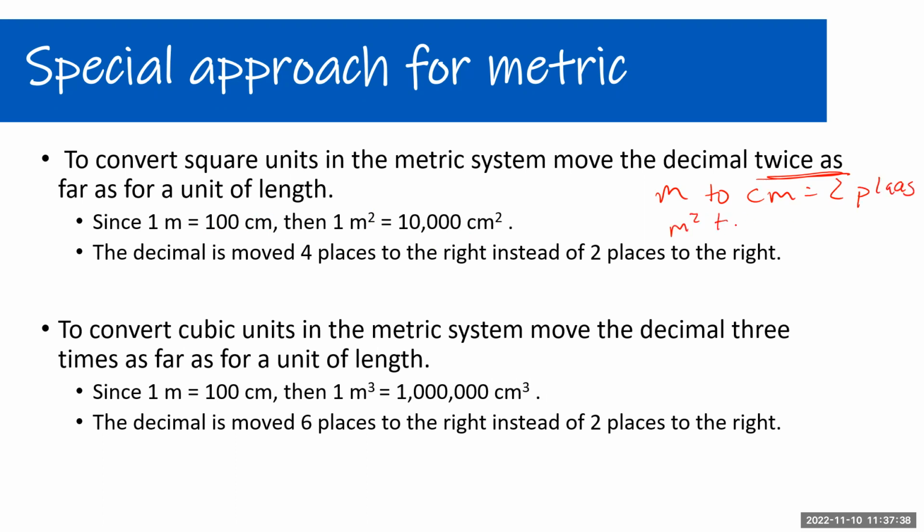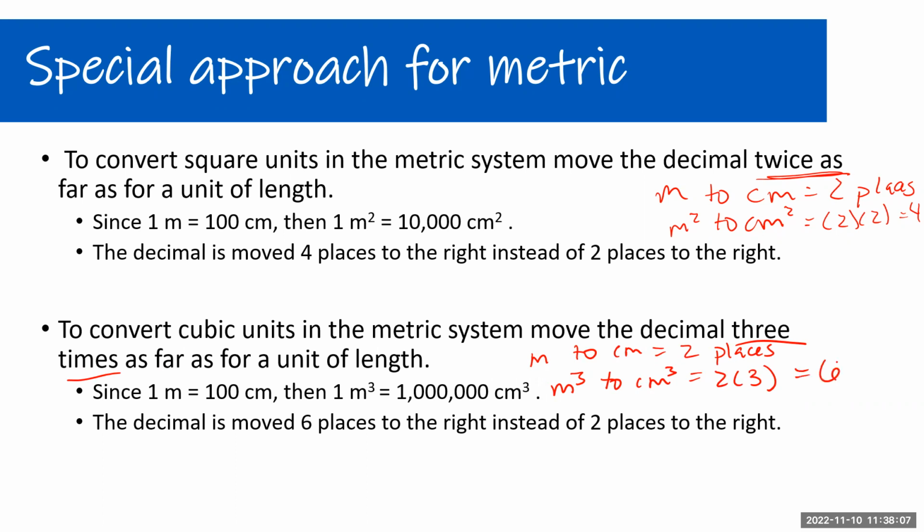So meter squared to centimeter squared is going to be 2 times 2, which is 4 places. Cubic units is going to do the same thing, except you're going to do it 3 times. So meter to centimeter is going to be 2 places, as always. Meter cubed to centimeter cubed is going to be 2 times 3 places, or 6 places.